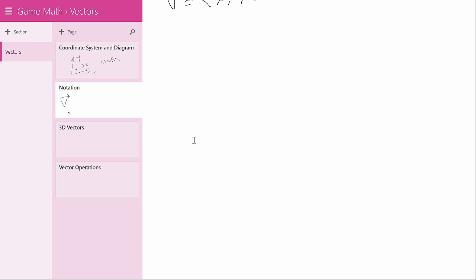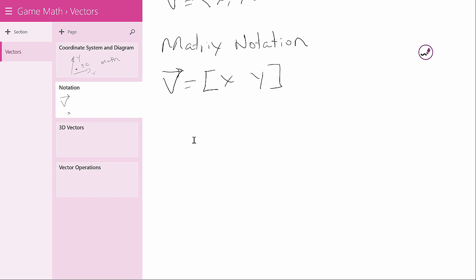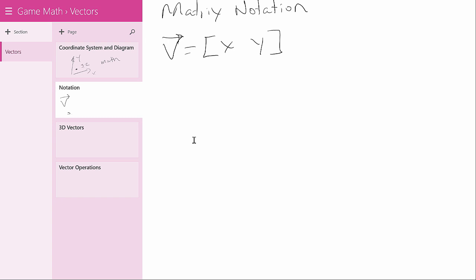There's also the matrix notation. And that is identified by using the vector is equal to a bracket with x, and then just a space in between, and then y, closing bracket, or you can do that vertically. So that is a matrix notation.